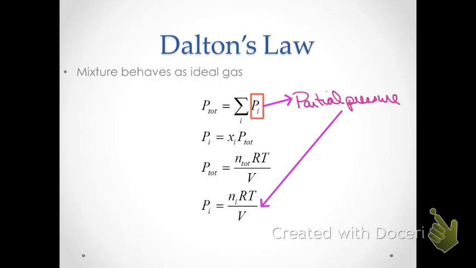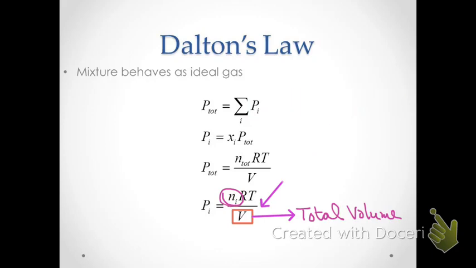And these individual gases also behave as an ideal gas, so that the partial pressure of any given gas depends on the number of moles of that gas and the total temperature. And the volume in this equation would be the total volume of our container.